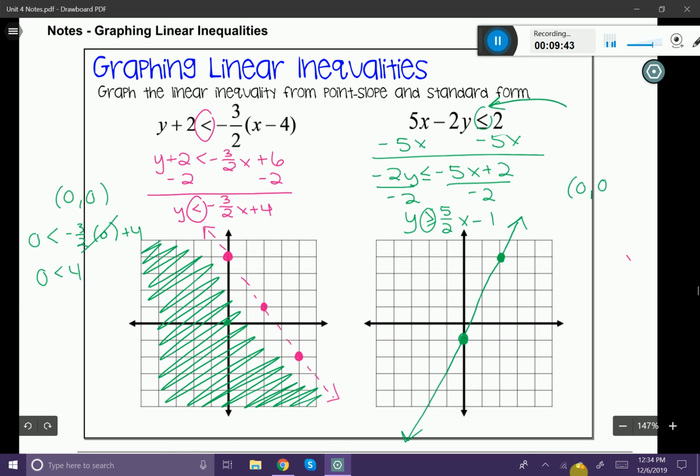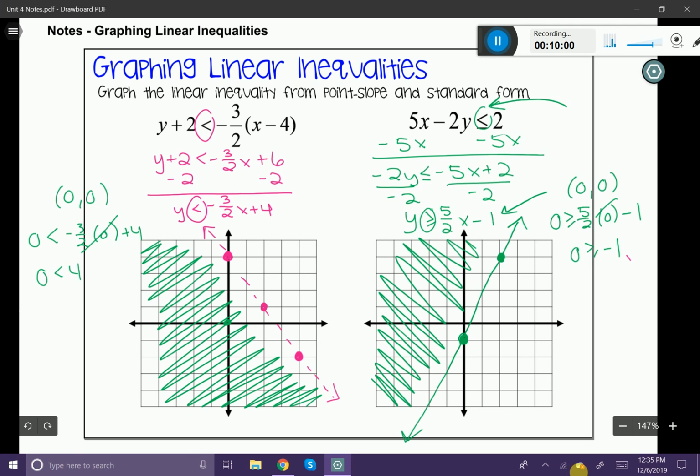We're going to go ahead and use that equation here at the bottom in slope-intercept form. So 0 is greater than or equal to 5/2 times 0 minus 1. 0 is greater than or equal to negative 1. And it does, again, happen to be a true statement, so we're going to go ahead and shade everything on that side. All right, again, we didn't have any examples here of any false statements, but if it was a false statement, we would just go ahead and shade the other region.